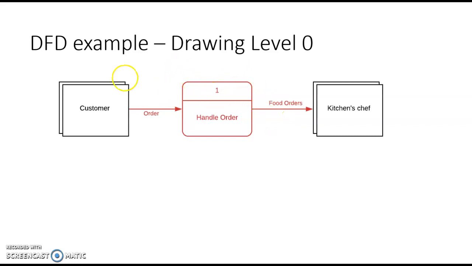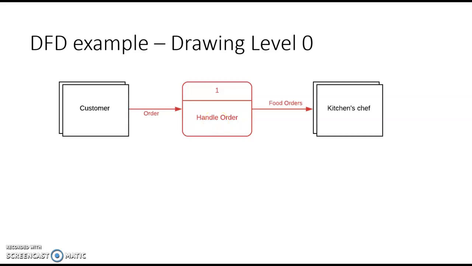Well, as we can see here, what do we have? We have the name: we put handle order. So why did we put handle order? However, here we put order and food order. As a rule, for data flow diagrams, a process should start with a verb. However, data flow names should be only a noun. So data flow names are a noun, and process names should start with a verb. Okay, so let's continue to check the different tasks of level 0.